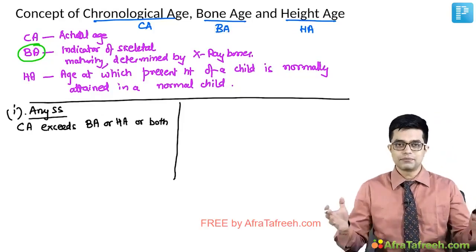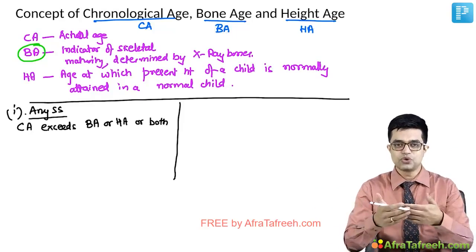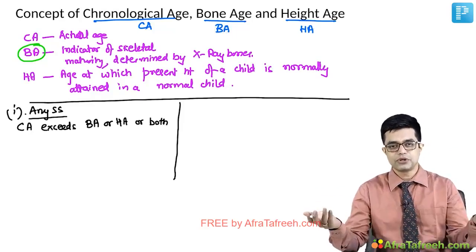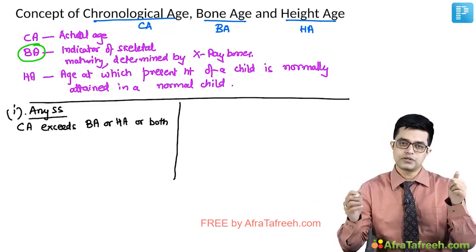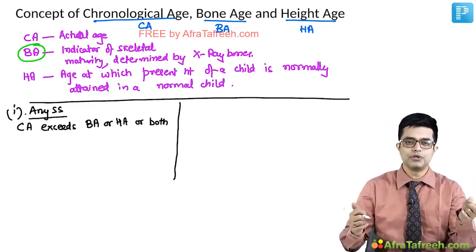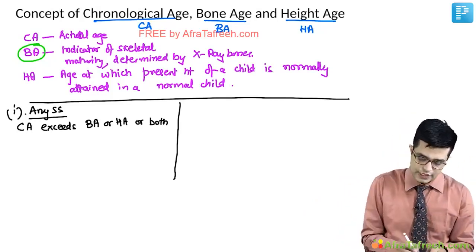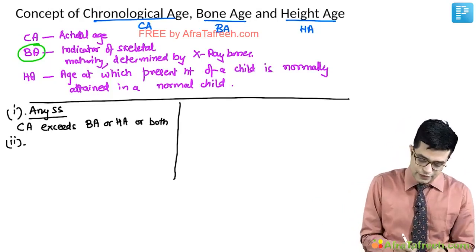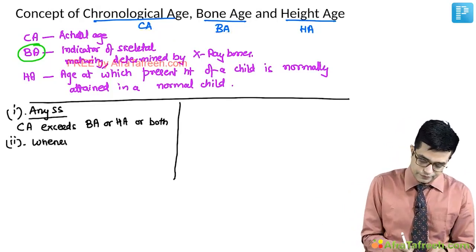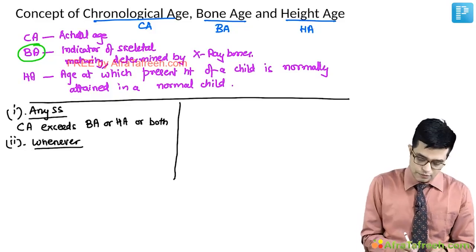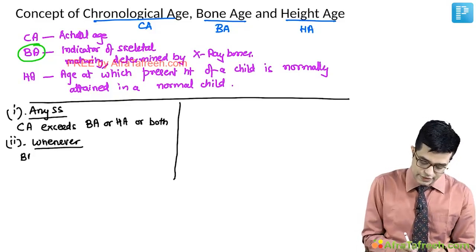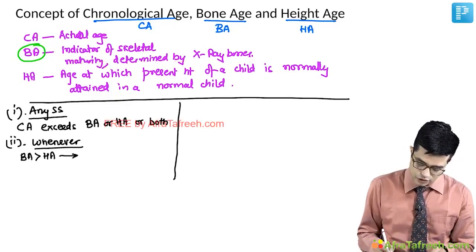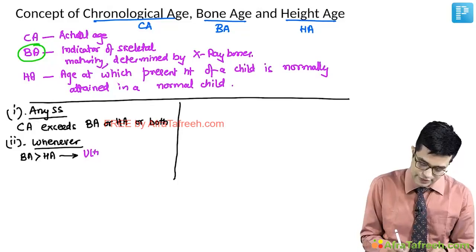right? If everything is correlating with each other, there will be no short stature. So in any short stature, chronological age always exceeds either bone age or height age or both. Second thing, whenever bone age exceeds the height age, the overall or ultimate height, the adult height, will be less.